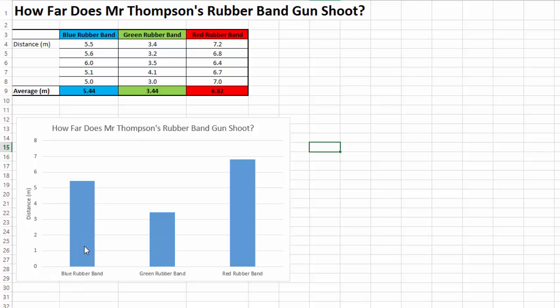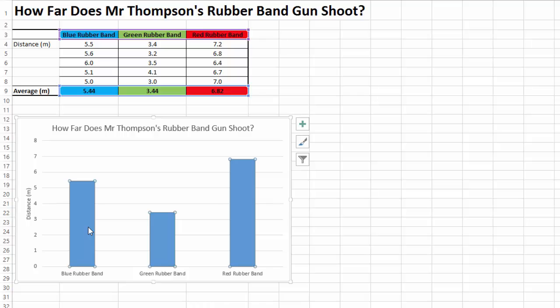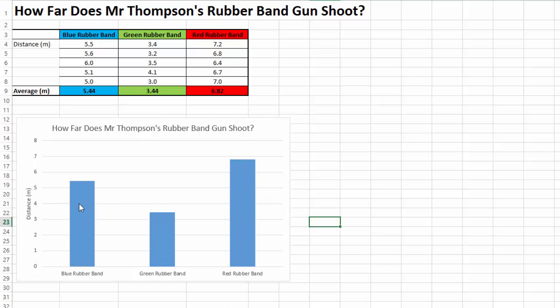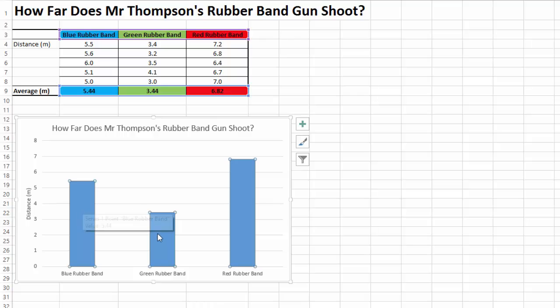Now what else? You know what would be really nice? It'd be nice if these columns were the same colours as my rubber bands, wouldn't it? Blue rubber band, green rubber band, red rubber band. Let's do that. My blue rubber band is already blue, so I don't have to do anything there. Now notice when I click on my columns, if I click on one column, see how all the columns are selected? But then if I click a second time, on the green one, now only the green column is selected.